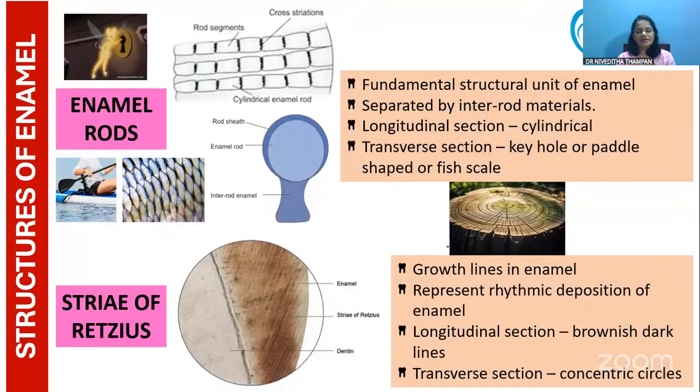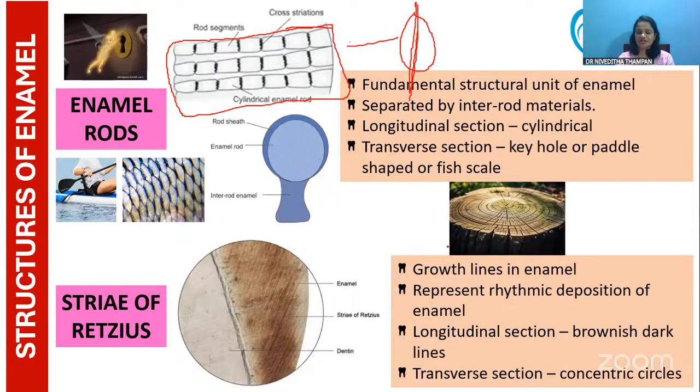Now, once the enamel is formed, what is the basic structure of enamel? It is the enamel rods only. Okay, they are the fundamental structural unit of enamel. So if you are looking at a tooth enamel in a longitudinal section, longitudinal means like this. Okay, if you're cutting the tooth like this and looking at it like this, it will appear something like this. It will usually be cylindrical in nature. So for longitudinal section, it will be like this, cylindrical in shape.